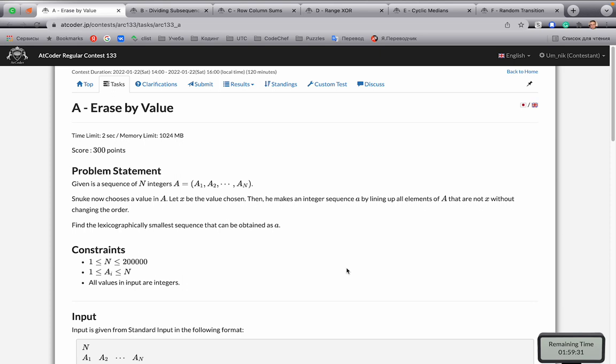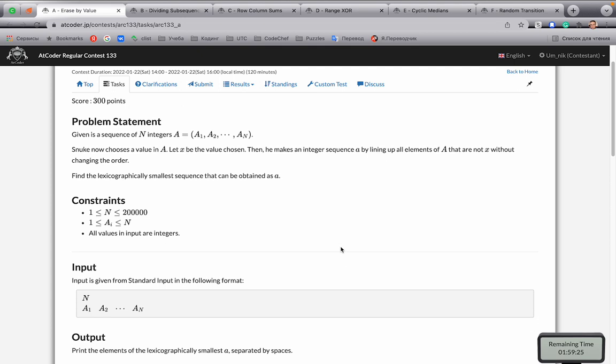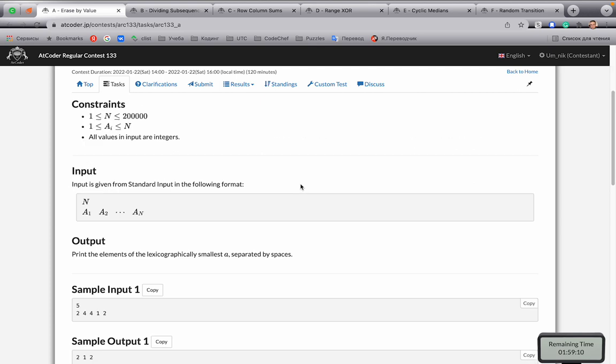In problem A, we are given an array. We need to choose some value from this array and erase all the occurrences of this value, and we want to get the lexicographically smallest sequence after that.